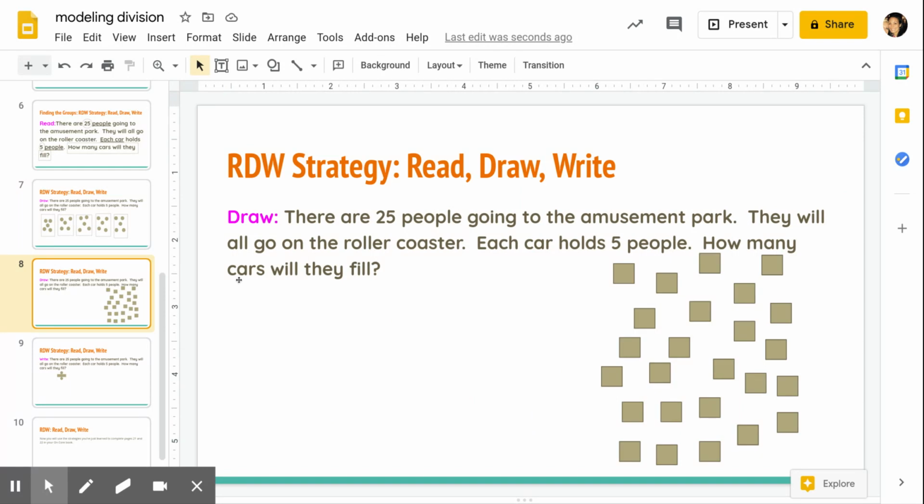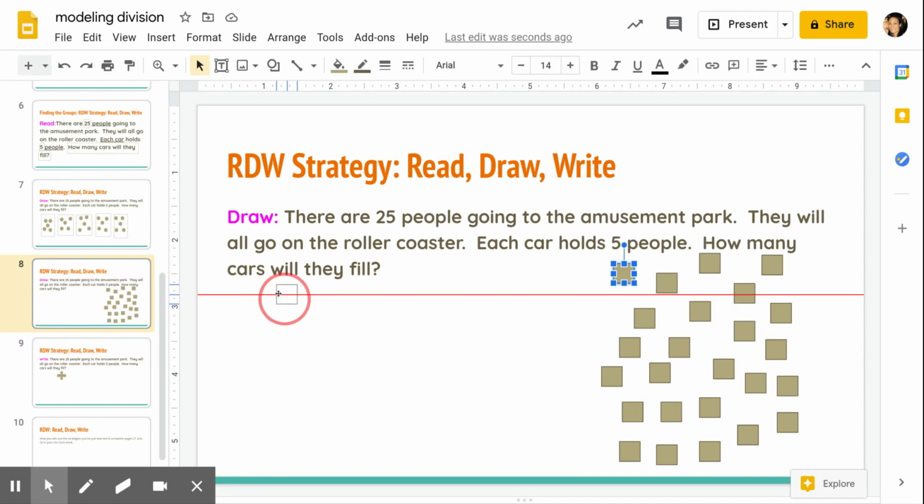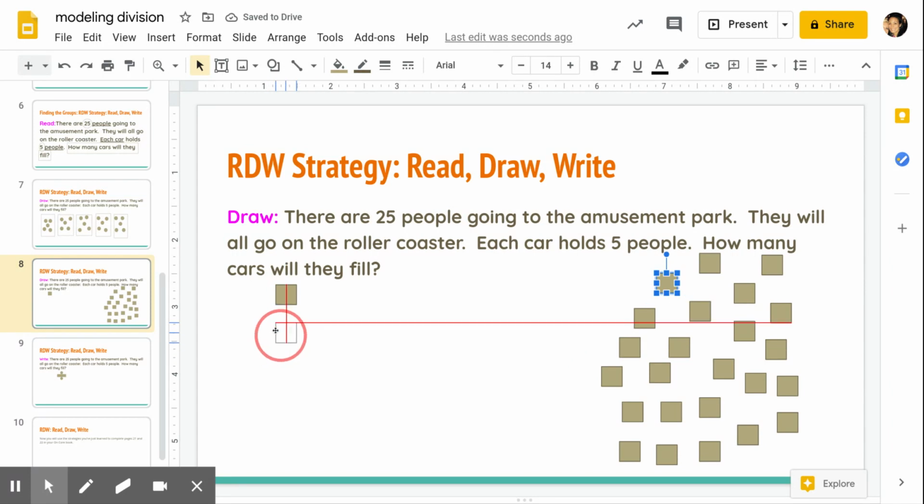Or again, you can use an array. Now we do this differently than we did the last one. Because we know the each and we know the columns stand for the each, we draw columns.